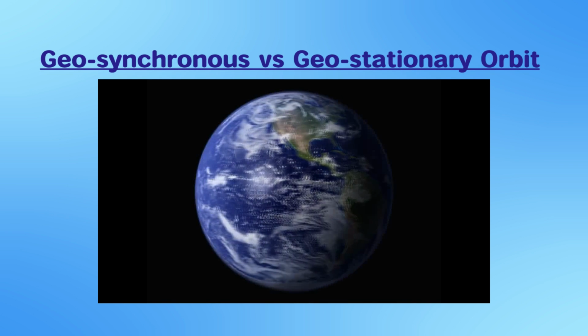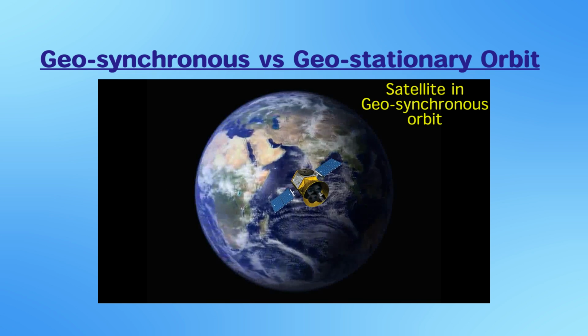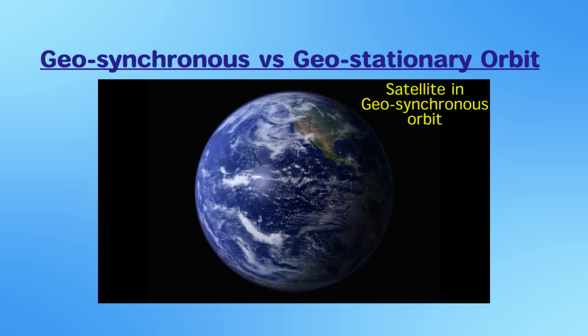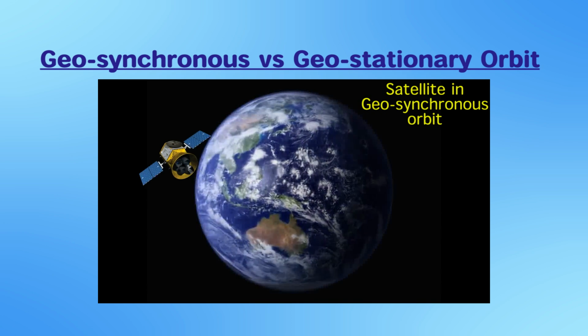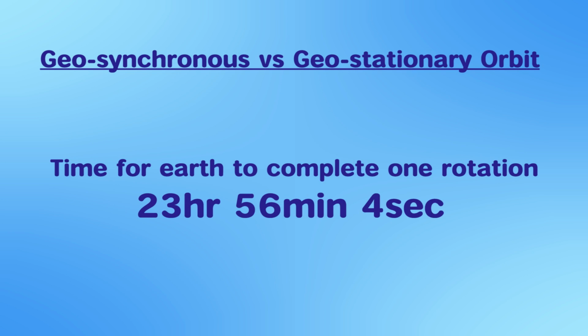The word geosynchronous means something which is synchronized with Earth. So a satellite in geosynchronous orbit would make one complete rotation of Earth in exactly the same time as Earth completes one rotation around itself. That is 23 hours, 56 minutes and 4 seconds.